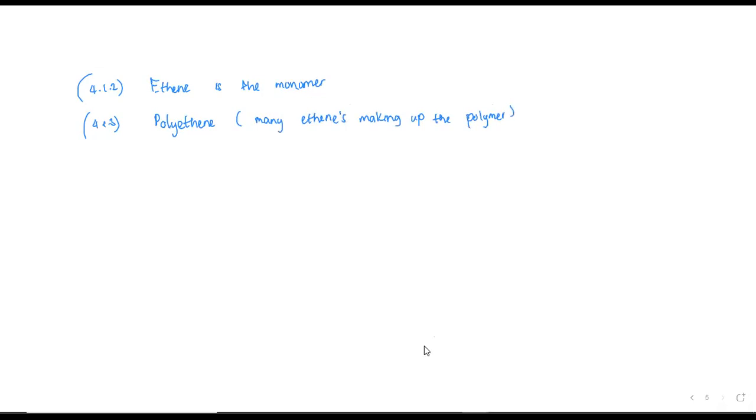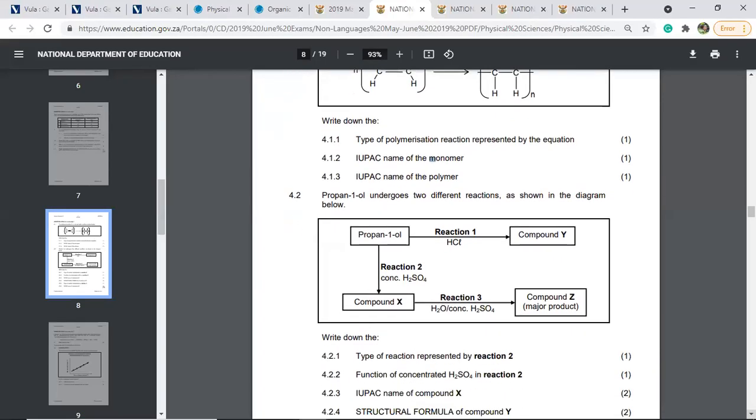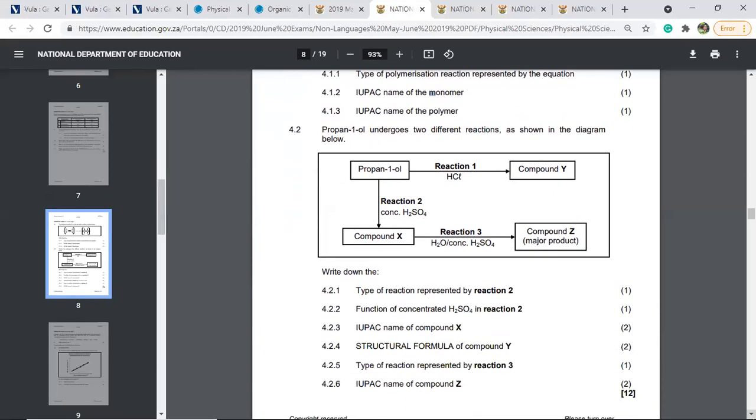Question 4.2 reads as follows. Propan-1-ol undergoes two different reactions as shown in the diagram below. So we have our propan-1-ol. There is one reaction where there's hydrochloric acid involved, and it results in compound Y.